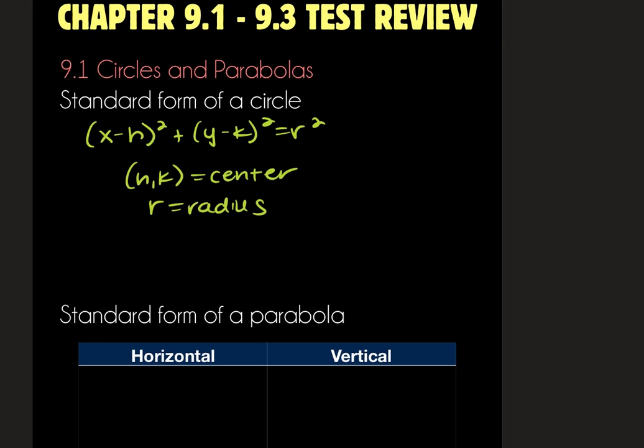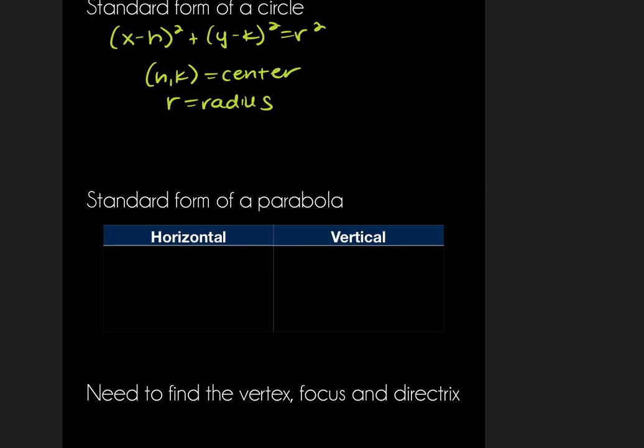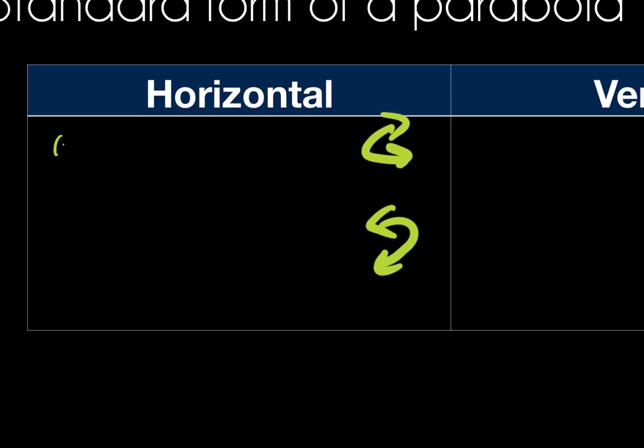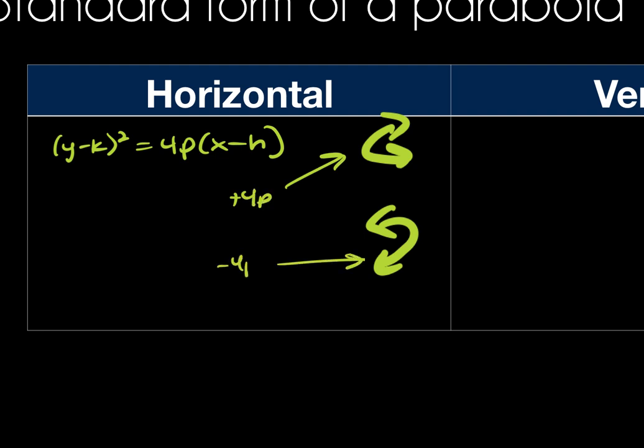Then came the parabolas. And remember, there's two kinds. Horizontal, meaning it points to the right or to the left. If it's horizontal, the y is squared. So this is y minus k squared equals 4p times x minus h. To the right is a positive 4p. To the left is a negative 4p. It points horizontal.